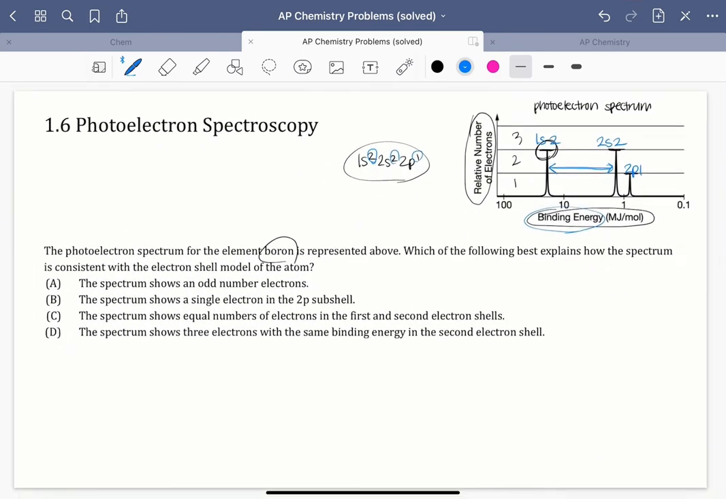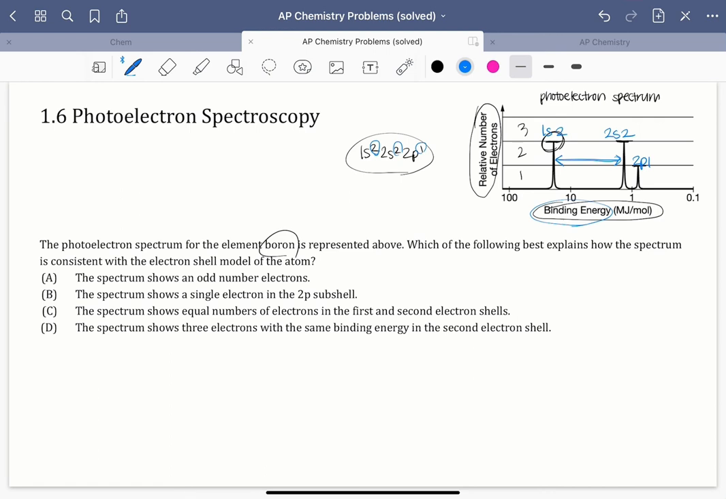And so that's it. If you take a look at the answer choices, we're going to look for the option that best represents how the spectrum is consistent with the electron shell model of the atom boron. Option A, the spectrum shows an odd number of electrons. This is not accurate for explaining why this spectrum represents boron, because any other element could have an odd number of electrons, and it doesn't mean that it always has to be boron.